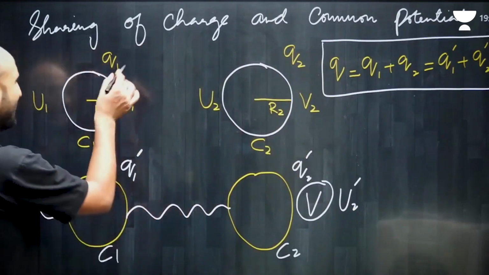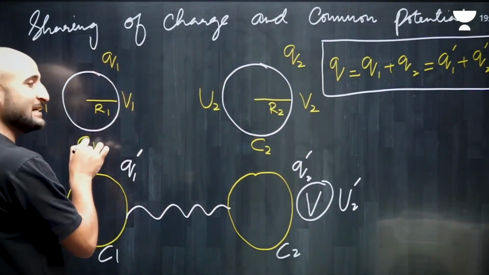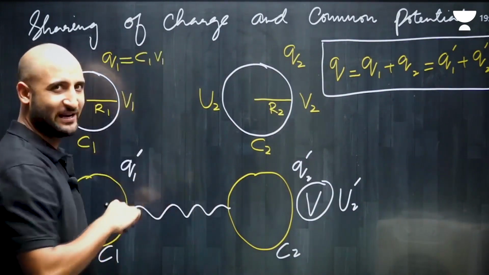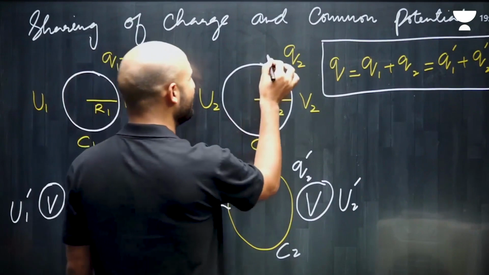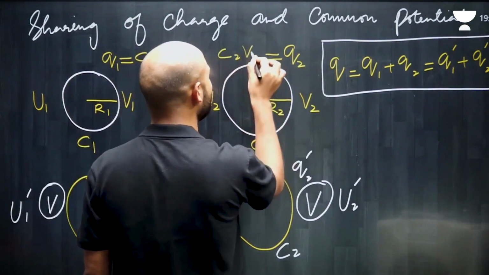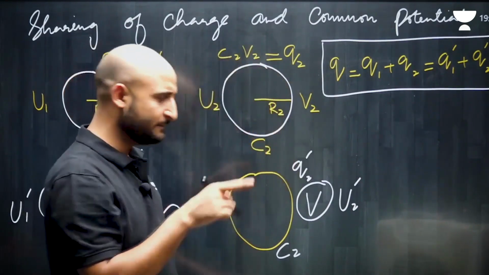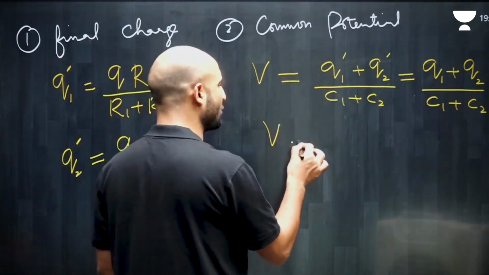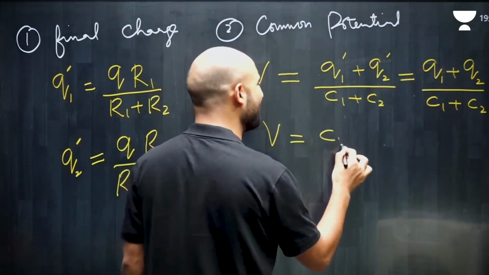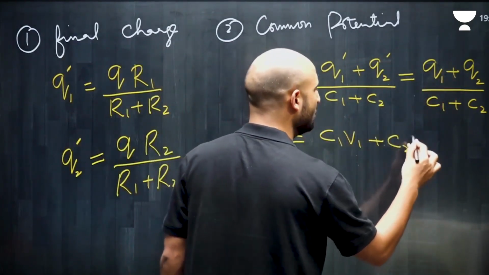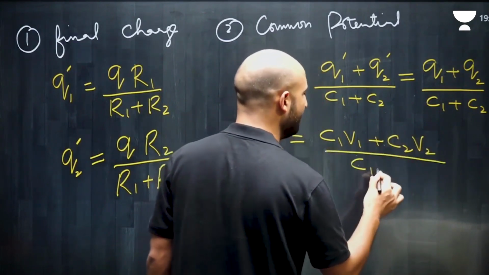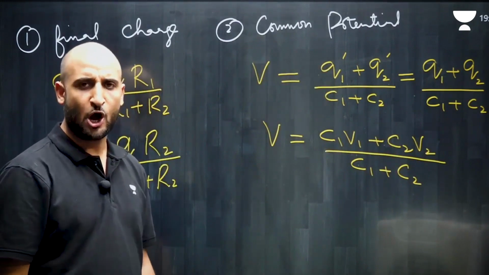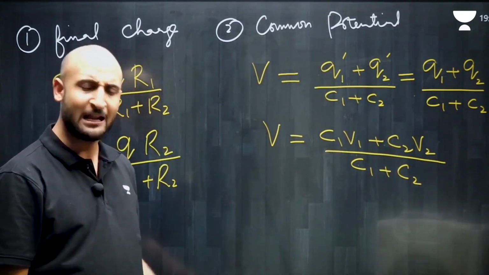Now, have a look here. The charge on this sphere is Q1, capacitance C1, potential V1. Can I write Q1 is equal to C1 V1? Obviously, not a big deal. Here, Q2 is equal to C2 into V2, right? Because we already know this equation. That gives me one more equation here, and that's V is equal to C1 V1 plus C2 V2 divided by C1 plus C2. That will be the final potential or common potential on both the spheres. That's number two.